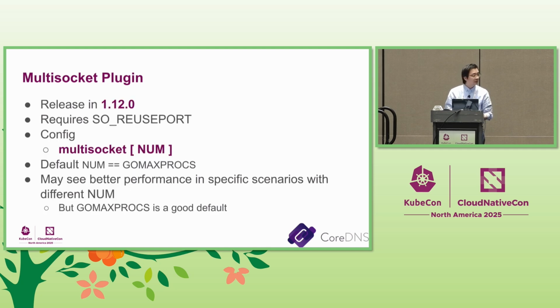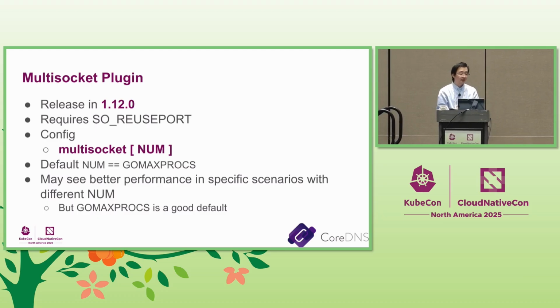So how do you utilize this one? This multi-socket plugin has been there since 1.12. It requires SO_REUSEPORT, but in the config, what do you need to do? You only need to specify multi-socket in your Corefile on one line, and that's it.